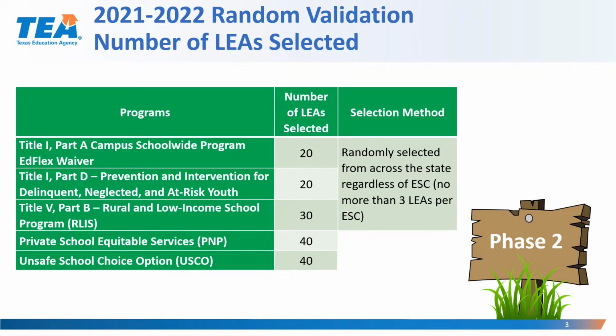The selection method for Title I Part A Campus School-Wide Program EdFlex Waiver, Title I Part D, and Title V Part B will be that LEAs will be randomly selected from across the state regardless of ESC. However, we will not select more than 3 LEAs per ESC to participate in these 3 program random validations. For PNP, we will select 2 LEAs per ESC, and for Unsafe School Choice Option, we will select 2 LEAs per ESC.